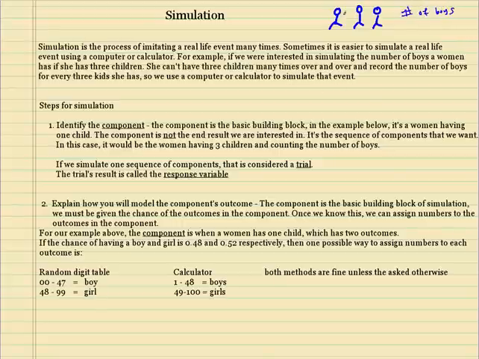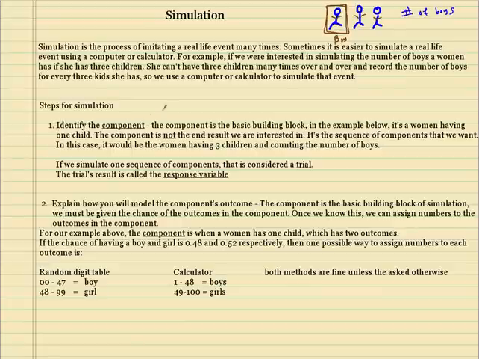Okay, so the component is one of these. Each one of these is a component. Now if I look at it and say, let's just say this one component was a boy, this is not what I'm interested in. I'm not interested in just one of the boys. I have to see what happens after all 3 of the components are already done.